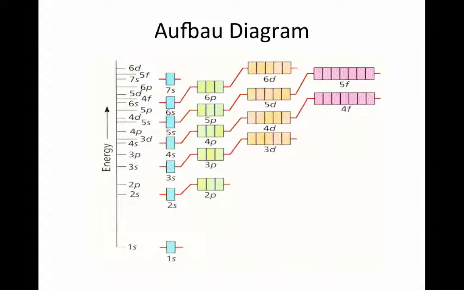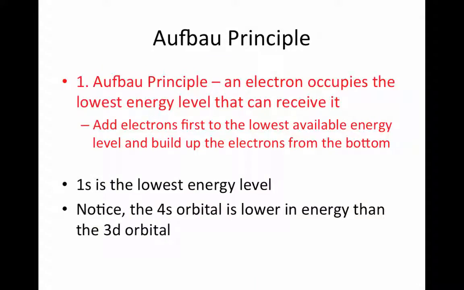So the first rule that we're going to look at is the Aufbau principle, which says that an electron occupies the lowest energy level that can receive it. So we're going to add electrons the same way that we added the pigs. And we know that in an orbital, we can have two electrons with opposite spins. A couple things to note here: 1s is the lowest, and the 4s orbital is lower in energy than the 3d orbital. So in the past we would think, well, we have the first energy level, the second energy level is a higher energy level, the third energy level is a higher energy level.